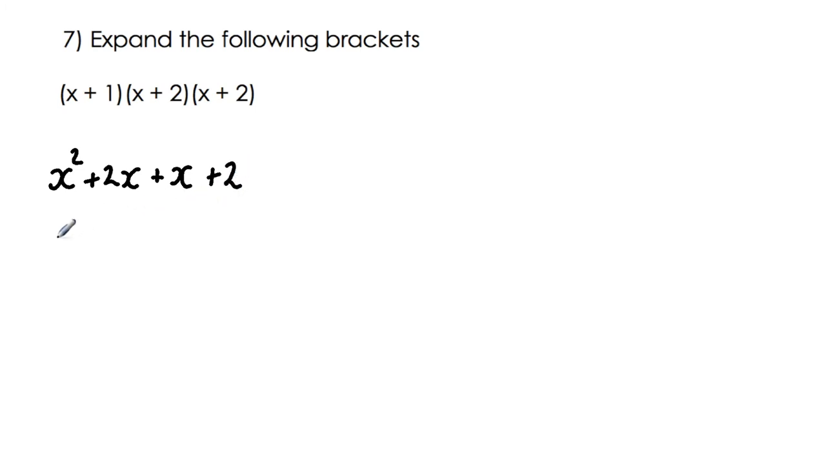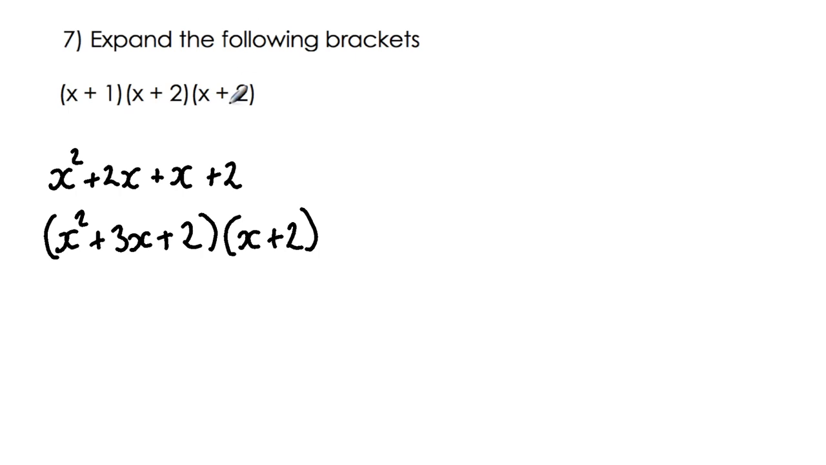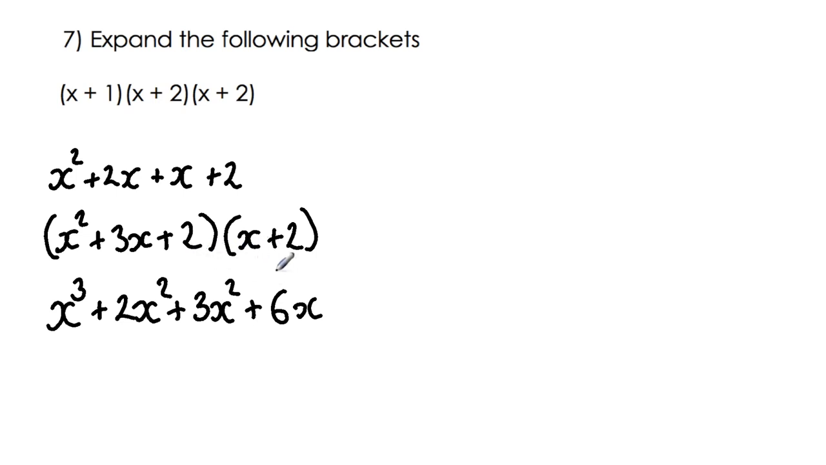I'm going to simplify it further. So x squared plus 3x plus 2. I'm going to put this in brackets, and then I'm going to bring down x plus 2 and position it over here. I'm then going to expand these two brackets, x squared plus 3x plus 2 and x plus 2. So we have x squared times x, which is x cubed. X squared times 2, which is 2x squared. 3x times x, which is 3x squared. 3x times 2, which is 6x. 2 times x, which is 2x. And 2 times 2, which is 4.